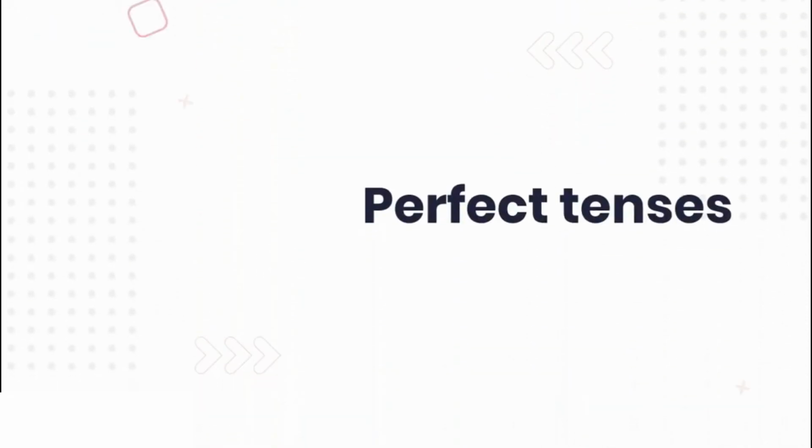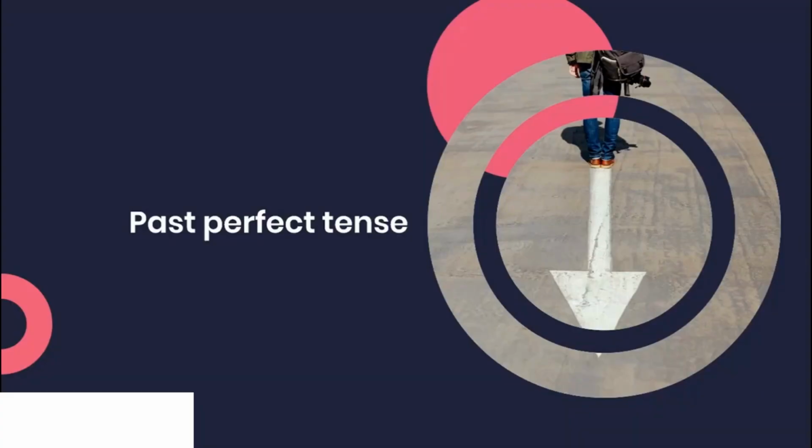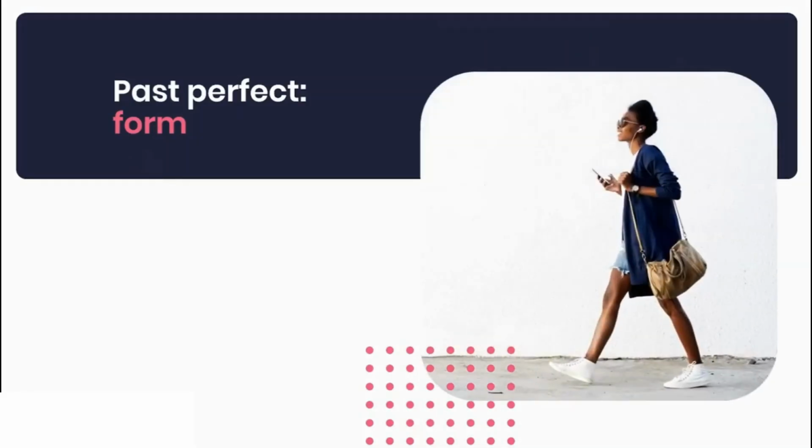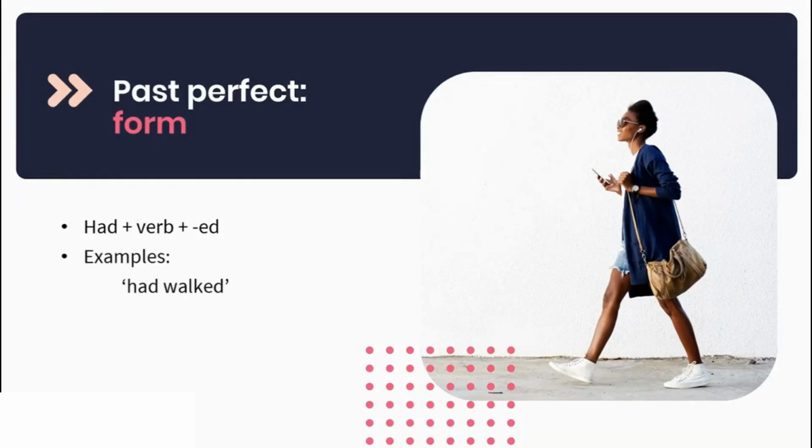Now you will learn about perfect tenses. Just like simple tenses, there are also past, present, and future perfect tenses. Let's start with past perfect tense. The form of the past perfect tense is had plus the verb plus the letters ed. For example, had walked, had created, had appeared.